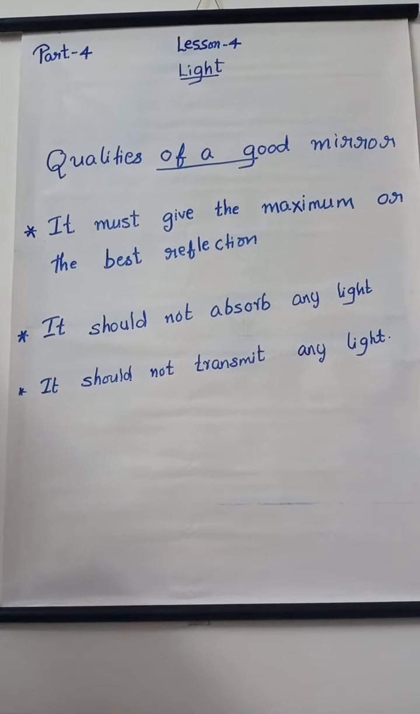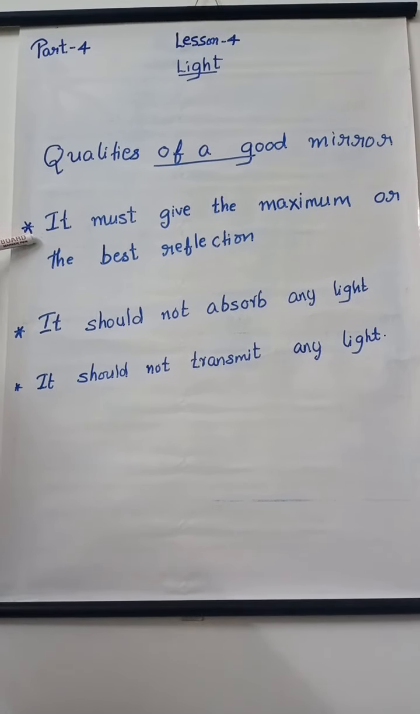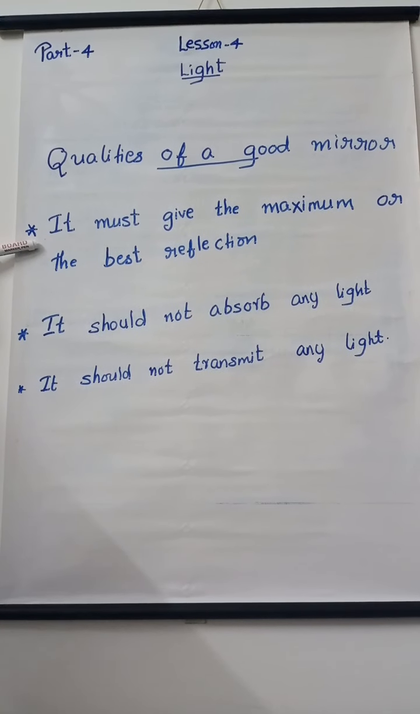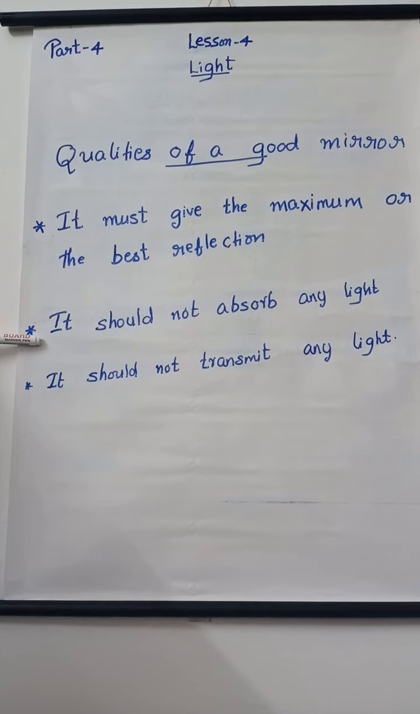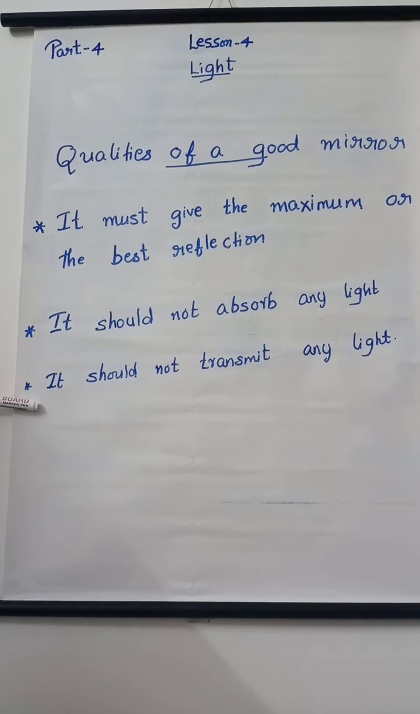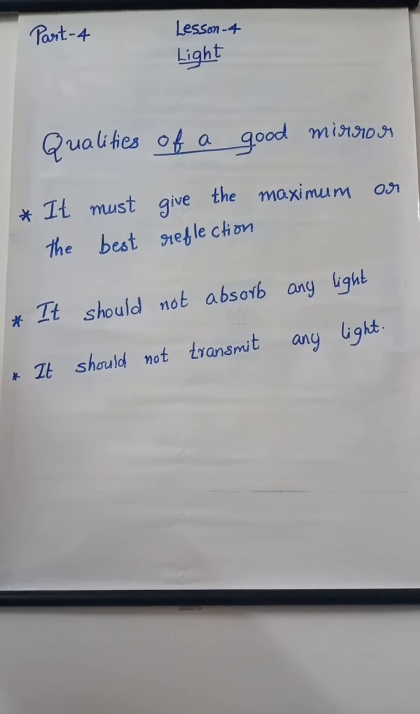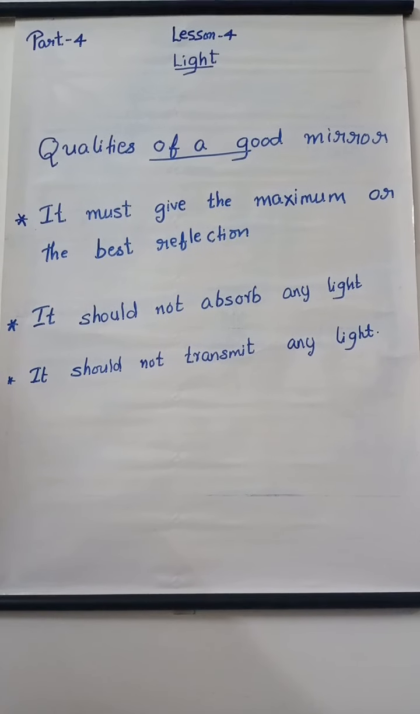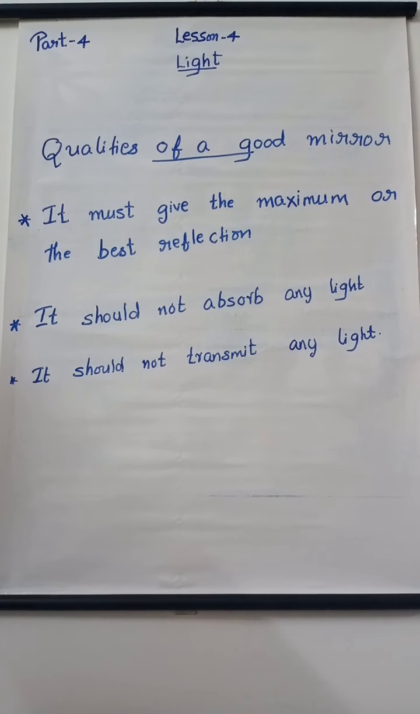A good mirror has the following qualities. It must give the maximum or the best reflection. It should not absorb any light. It should not transmit any light. These qualities make the difference in the images that are formed in a mirror, on metal surfaces, or even on other polished surfaces.